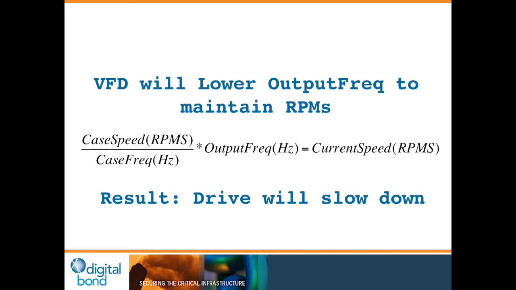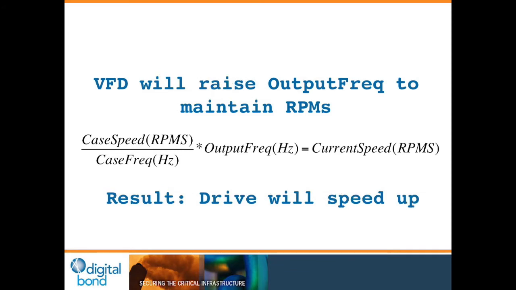So the attacker now doesn't need a big brain, just a medium-sized brain, and he can do the math and say, well, if I raise the case RPM setting, so I raise that case speed RPMs, the motor is actually going to drop the output frequency in order to keep the same current speed. So effectively, you're causing the motor to slow down, but the operator thinks it's running at the same speed. And likewise, if you raise the case frequency, which is the divisor here, the variable frequency drive will increase the output frequency in order to maintain the current speed.